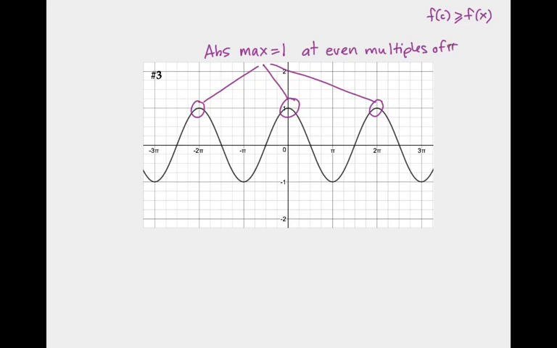And likewise, our absolute minimum happens repeatedly at the odd multiples of pi. Okay, so our absolute min is equal to -1 at odd multiples of pi. Okay, so a function can have no absolute max or min. It can have repeated absolute max and min.